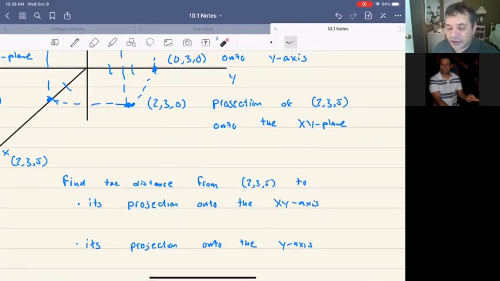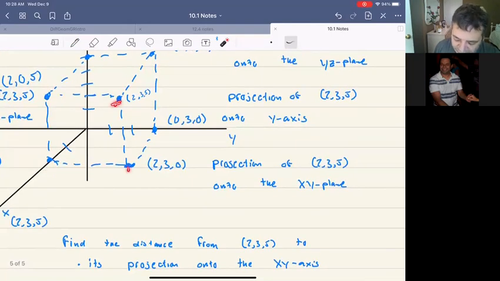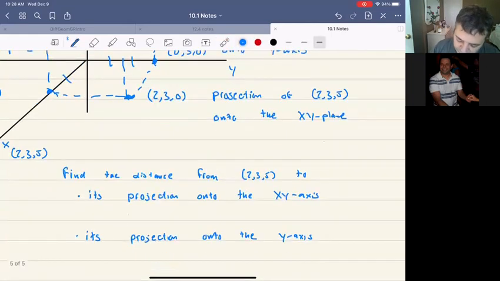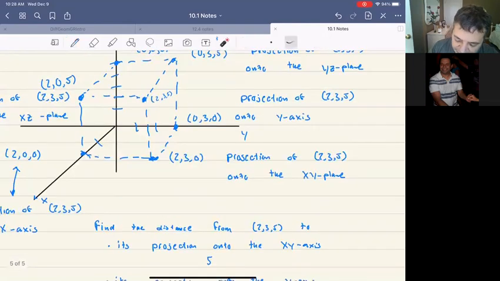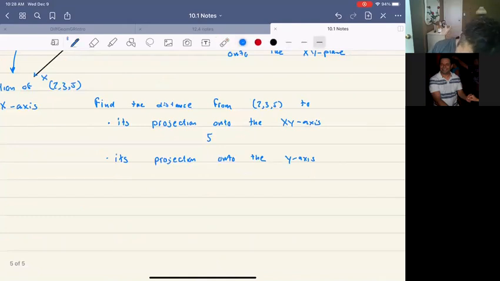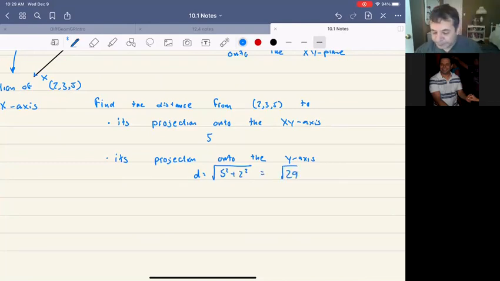That one's pretty easy. It's just the distance from 2, 3, 5 to 2, 3, 0. That's just going to be this vertical distance of 5. Don't have to do much. Now, onto the y-axis, it's going to be the distance from this point to this point. So it's going to be down 5 over 2. So the square root of 5 squared plus 2 squared, which is the square root of 29. Okay?